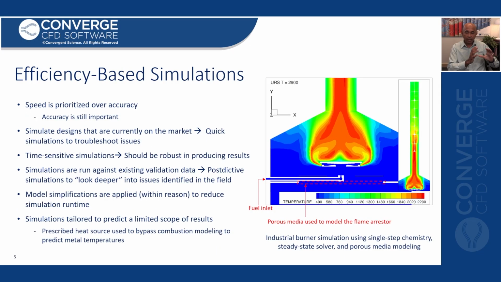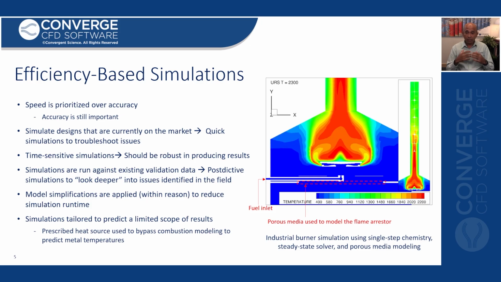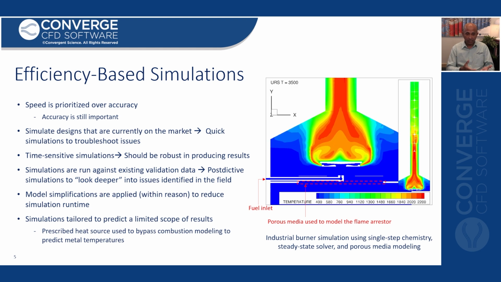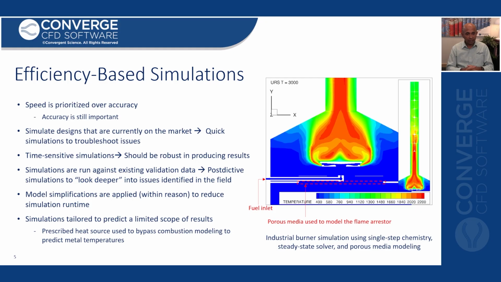Now, accuracy-based simulation is one aspect, and efficiency-based simulation is the other aspect, which is equally important. So the priority here is speed up. You need to run the simulation really, really fast. Oftentimes you might be willing to forego some level of accuracy to get faster results, but still, accuracy is important. The simulation designs that are currently on the market are of interest here.